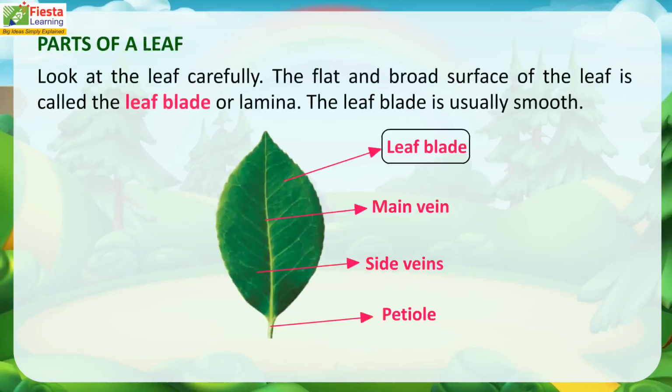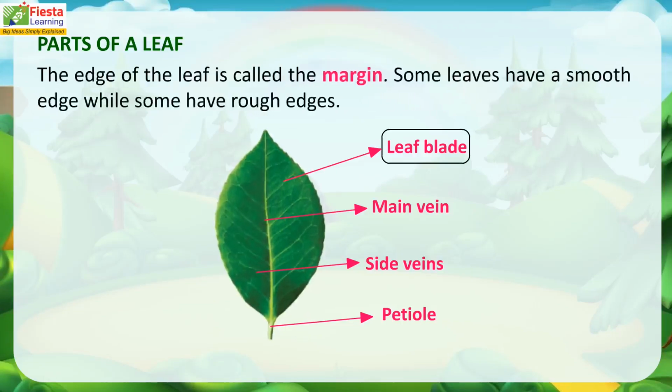Parts of a leaf. Look at the leaf carefully. The flat and broad surface of the leaf is called the leaf blade or lamina. The leaf blade is usually smooth. The edge of the leaf is called the margin. Some leaves have a smooth edge, while some have rough edges.